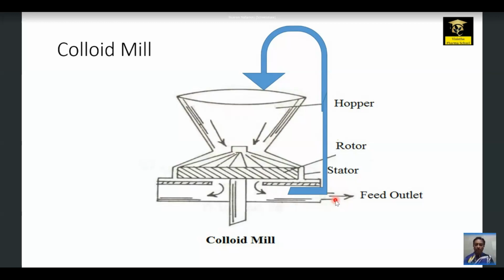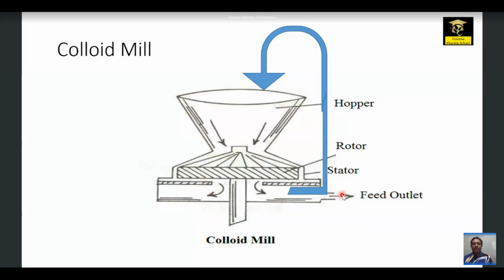Now let us see the working of colloid mill. The colloid mill is mainly used for size reduction of emulsions, suspensions, and liquid dosage forms, where the fine particles present in the liquid dosage forms are size reduced. The main principle involved in colloid mill is attrition. Attrition is the important principle that works with the colloid mill.